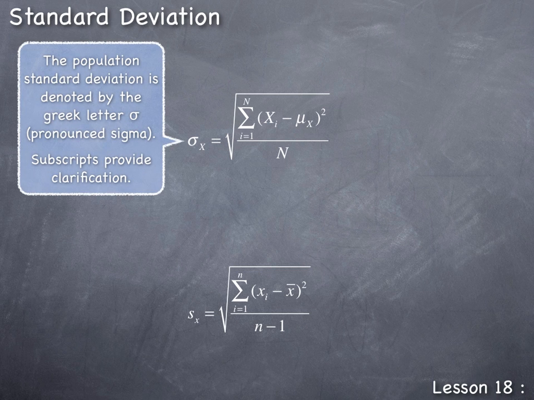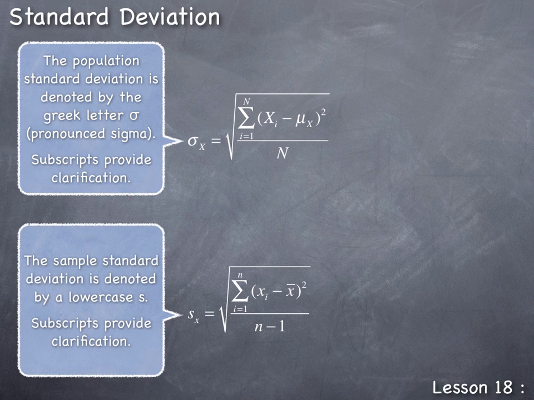The population standard deviation is denoted by the Greek letter sigma. Subscripts provide clarification. Here, sigma sub capital X is just referring to the population standard deviation for all of the population data values. If the data collected was grade point averages, then we could refer to this as sigma sub GPA. Since the population standard deviation is calculated based off of a census, that is, all of the data values in the entire population, the population standard deviation is a parameter.